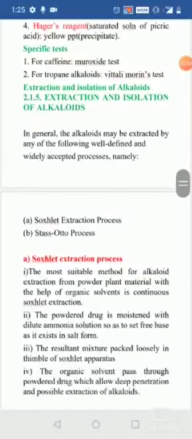So in this class we are going to discuss the extraction and isolation of the alkaloid. As you can already see, these alkaloids are present along with other components. So you need to extract only the alkaloids and remove the other unwanted components. Generally you extract by using various methods. The most accepted methods are the Soxhlet extraction process and the Stas-Otto process.